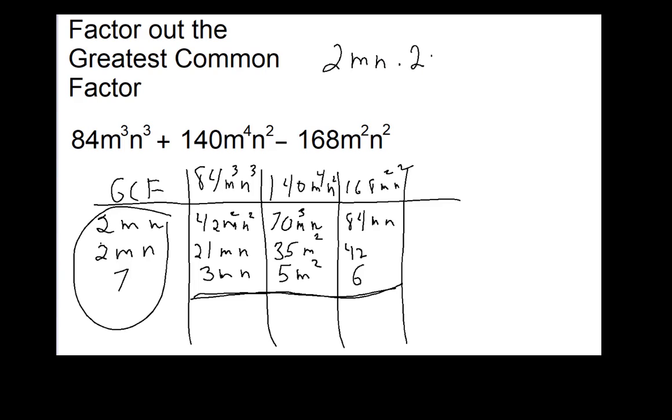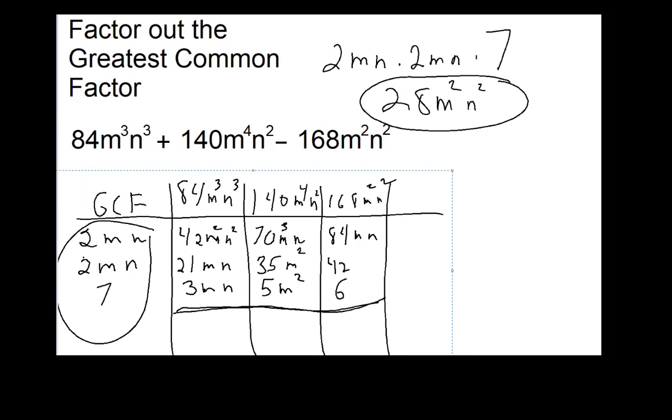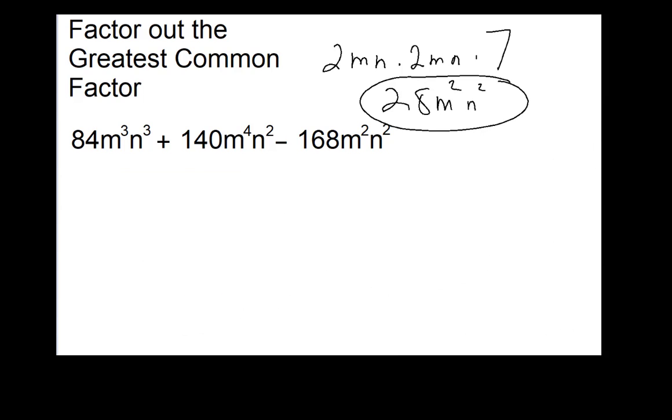2mn times 2mn times 7. Well, that's 2 times 2 is 4 times 7 is 28 m squared n squared. So there's the GCF that I have to bring out. So once I make my table, I know my GCF is the numbers on the outside in that first column multiplied. Okay. Let's factor out the 28 m squared n squared.